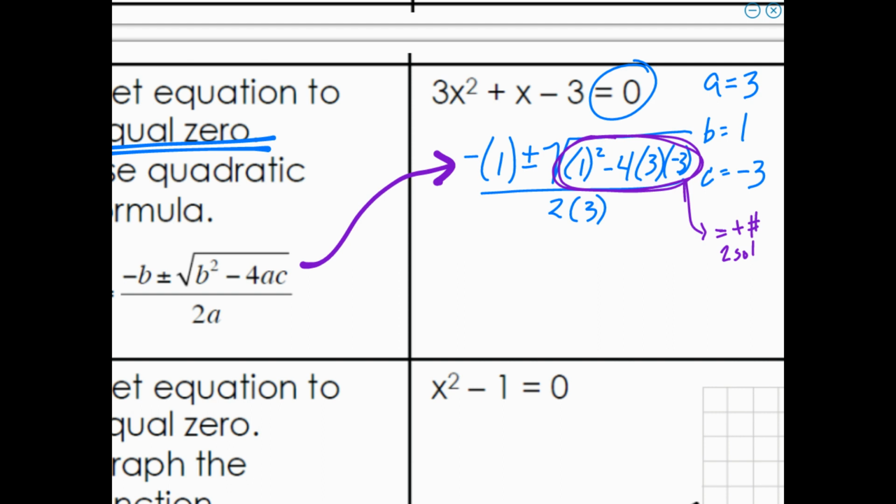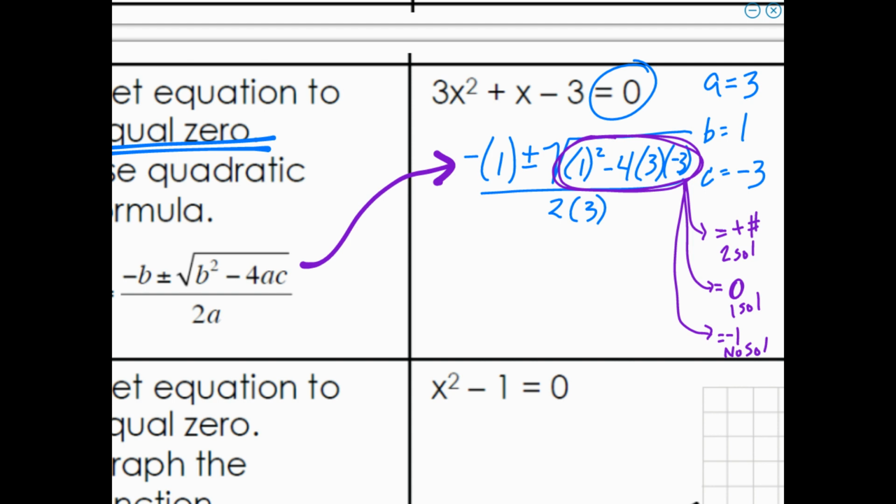Okay, if this equals 0, then there's one solution. And if this equals a negative number, then there's no solution. Okay, you now see why that's the case after we did those example problems yesterday with the quadratic formula, right?